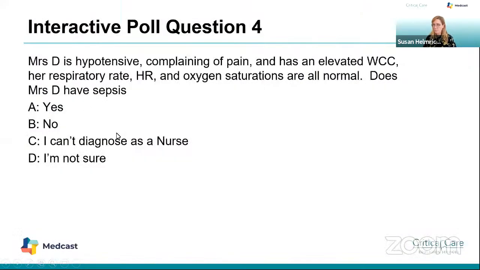All right, we'll move on to our next poll. Mrs. D is hypotensive. She's complaining of pain and has an elevated white cell count. Her respiratory rate, heart rate, and oxygen saturations are all within normal limits. Do you think that Mrs. D has got sepsis? All right, we've got answers coming in thick and fast.